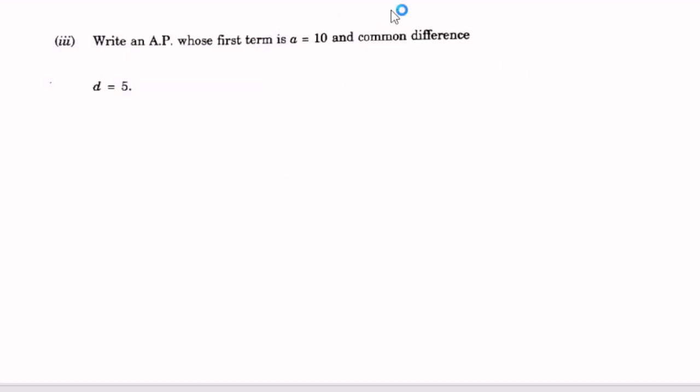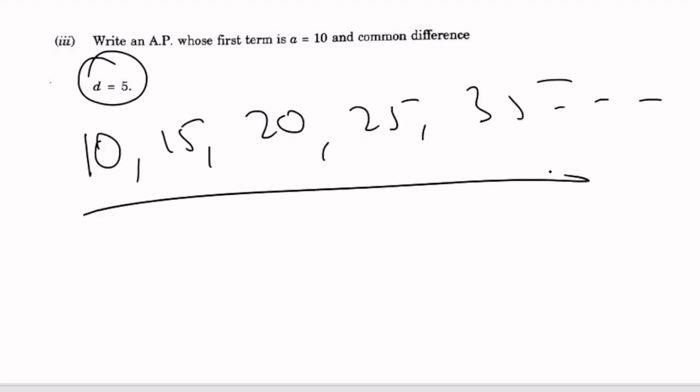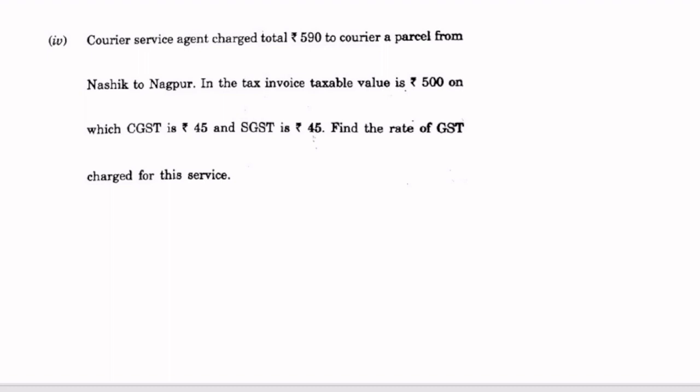So write an AP whose first term is a equal to 10 and common difference b equal to 5. This is again very easy. They're asking to write AP. So AP first term is 10. Simply what could be the next term? Difference is 5. 10 plus 5, 15, 20, 25, 35, dash dash dash. This is your AP. Nothing. 2 marks free. Next question.